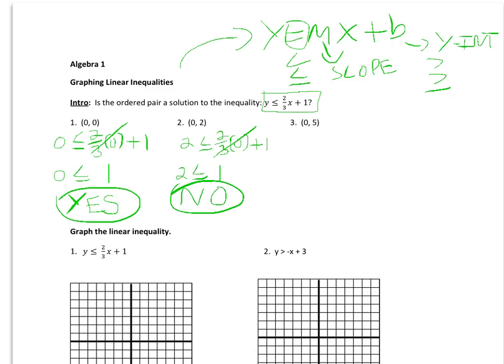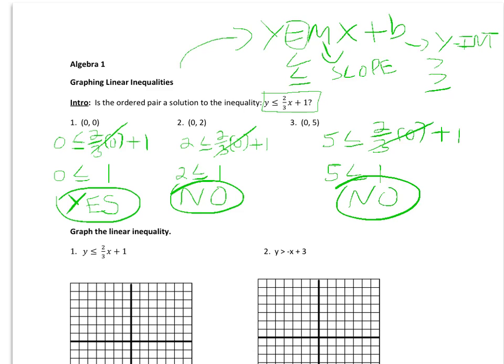If I do number 3, I want to do the same process. This 5 is the y value, so I plug it in there. This 0 is the x value, so I plug it in there. So I have 5 is less than or equal to 2/3 times x, which is 0, plus 1. Again, 2/3 times 0 is 0, and 0 plus 1 is 1. And that is a false statement. 5 is not less than or equal to 1, so I say no.